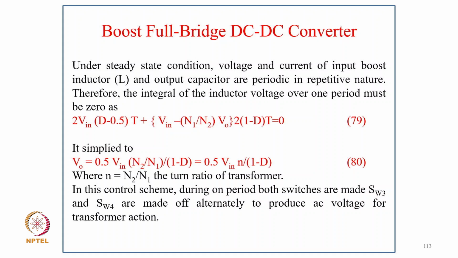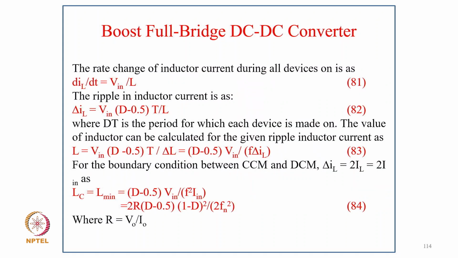During the on period, both switches are on, and S3 and S4 are made off alternately to produce the AC voltage for transformer action. So the rate of change of inductor current when all devices are on is dIL upon dt equal to Vin upon L, and the ripple current in the inductor is delta IL equal to Vin in bracket D minus 0.5 T upon L, where dt is the period for which the device is made on. The value of inductor can be calculated for the given ripple inductor current as L equal to Vin in bracket D minus 0.5 T upon delta IL, equal to D minus 0.5 Vin upon F delta IL.